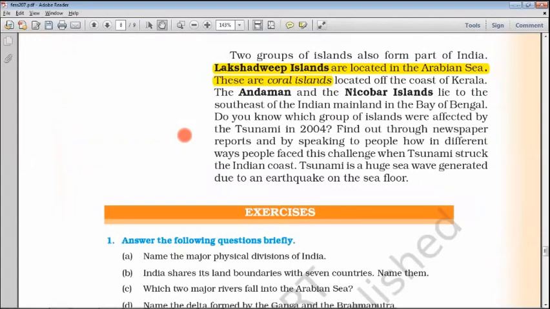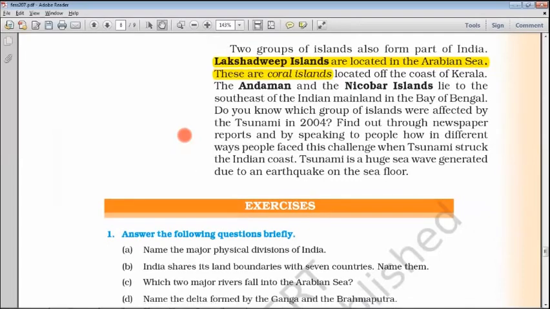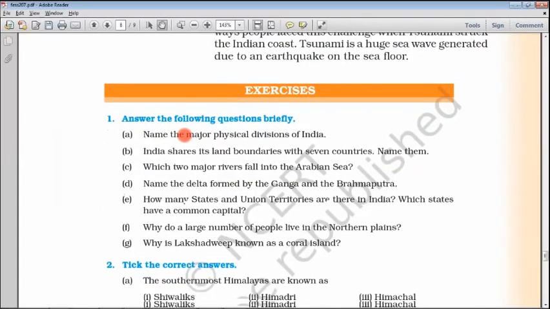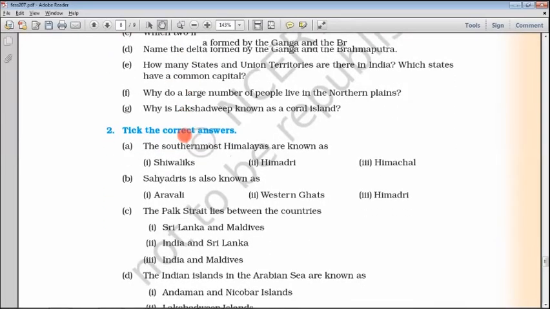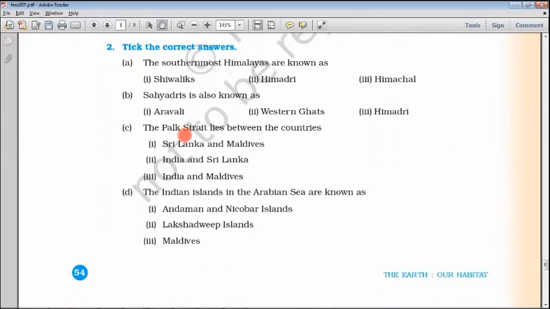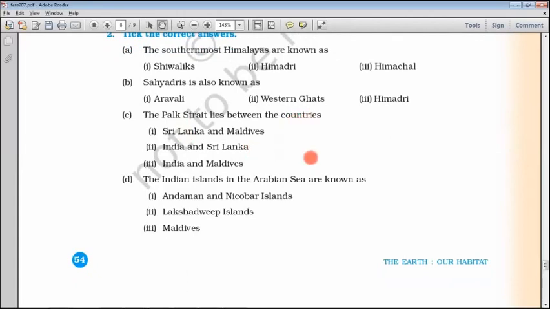So this is about India. Then you have the Andaman and Nicobar Islands. So go through these questions after this lesson. These are important for the prelims exam. If you have any queries, you can come back to me.